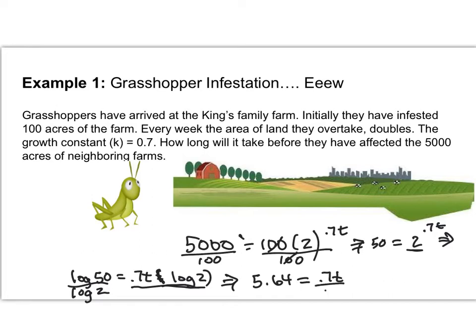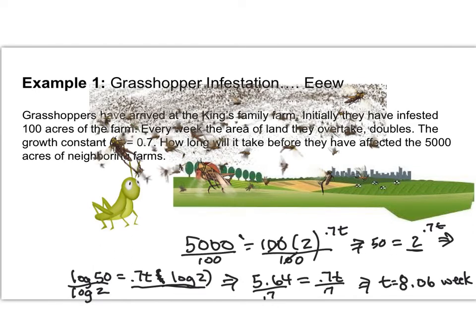And then I can divide both sides by 0.7. So you take the last answer, divide it by 0.7, and I end up with the time being 8.06 weeks. Yikes. 2 months for grasshoppers to overtake the surrounding farms.